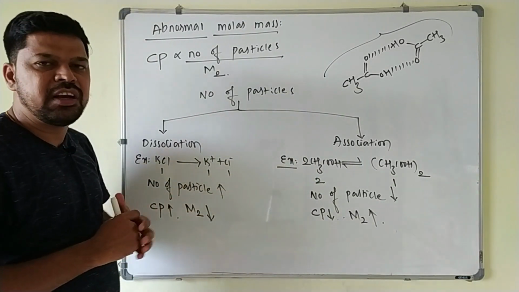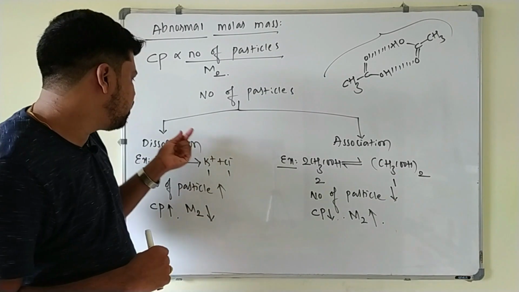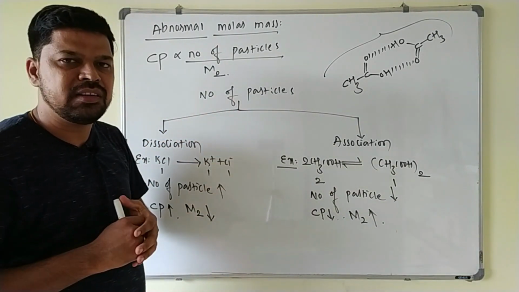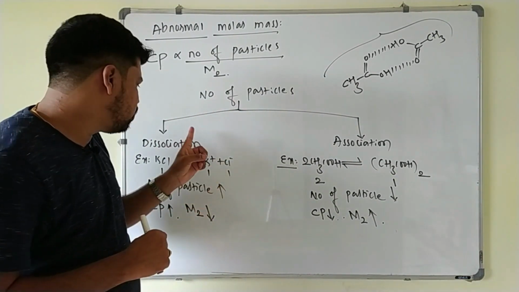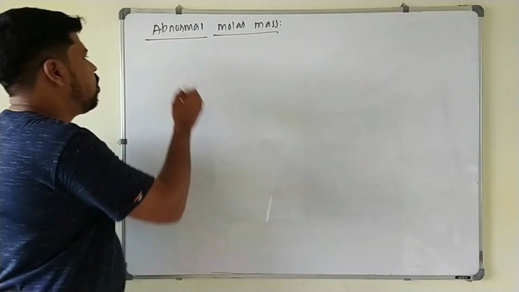So in order to account for the abnormal behavior of this solute, that is for dissociation or association, we are introducing a new term called the Van 't Hoff factor, which accounts for the abnormal behavior of the solute particles, so that it accounts for the dissociation or association. We will see that. So now we will discuss the Van 't Hoff factor.